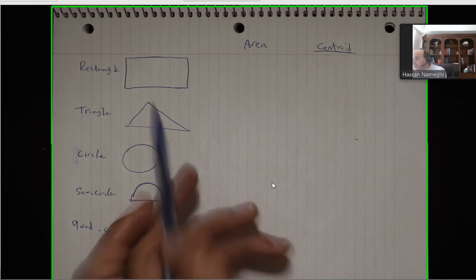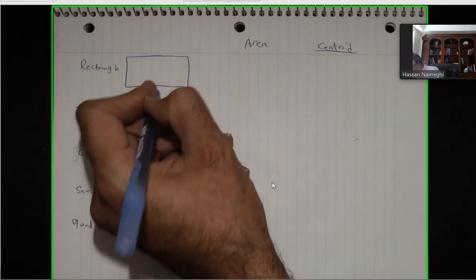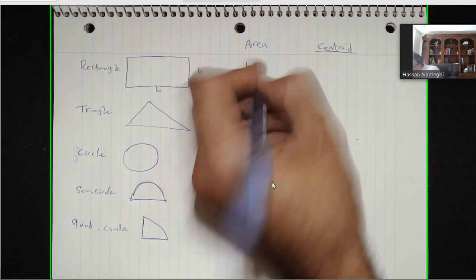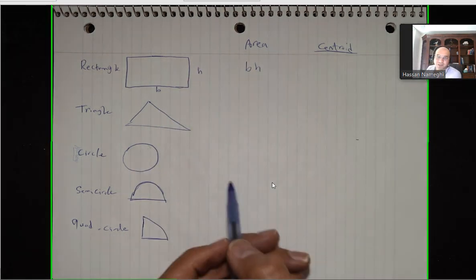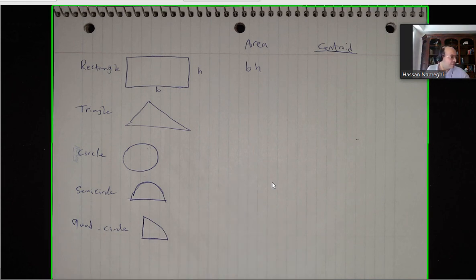We have a rectangle. A rectangle has a base and a height. So the area of the rectangle is BH. Very easy, base times height. Not much thinking about it. Where is the centroid of a rectangle? Anybody know it? Where is the center of this phone?